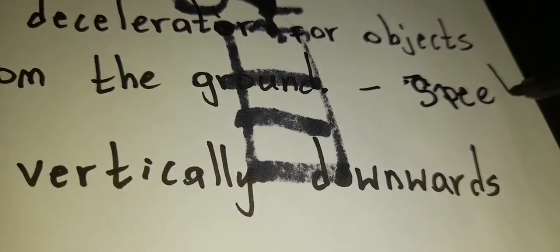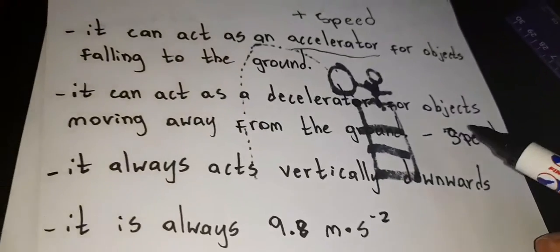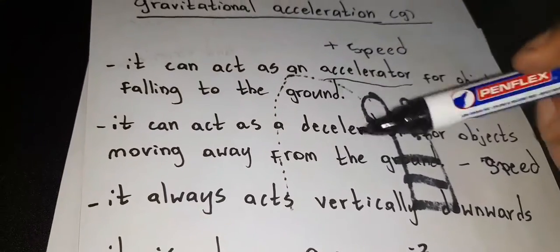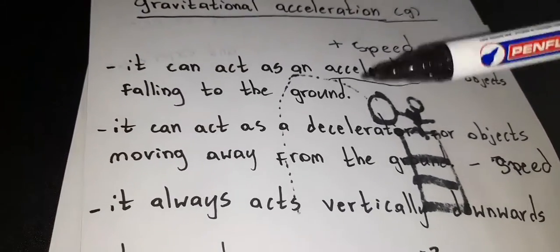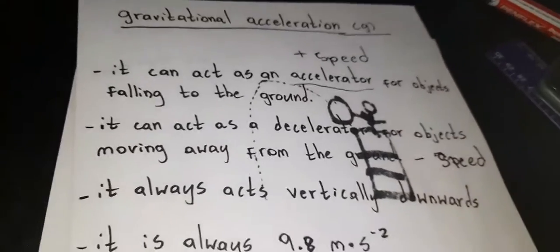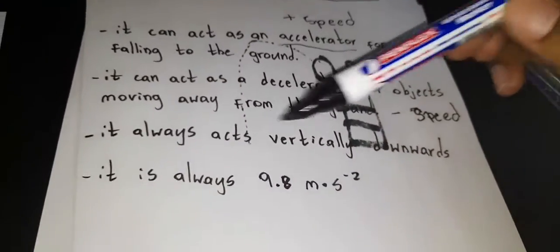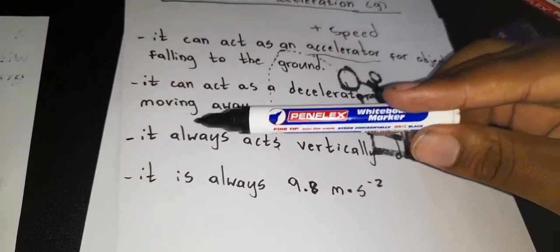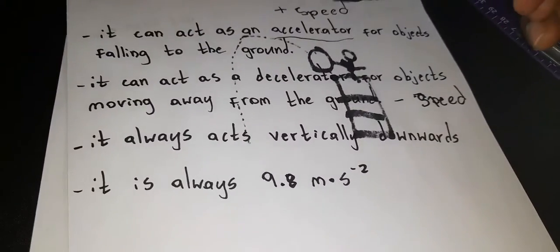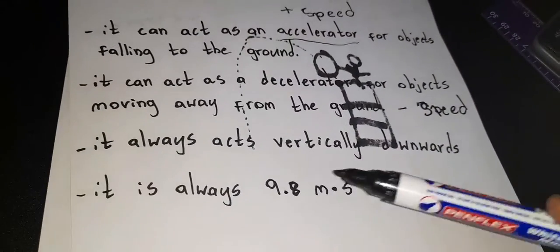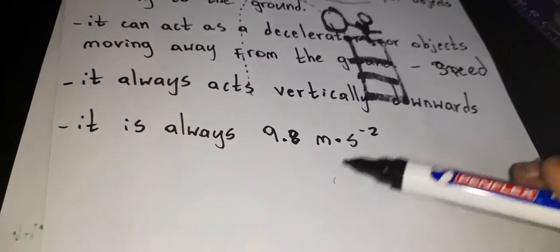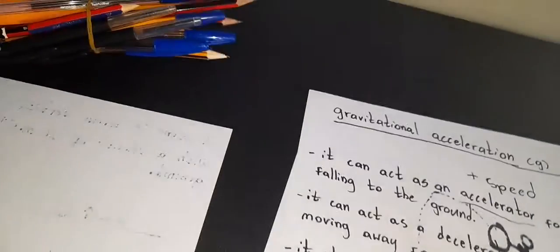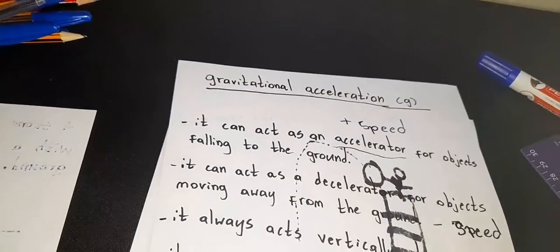When the object is moving away from the ground, it decreases its speed. When the object moves towards the ground, it increases its speed. And it always acts vertically downwards. I already said this, it acts vertically downwards always. So it is always 9.8, it is constant, does not change. 9.8 meters per second squared. And we are done with gravitational acceleration.